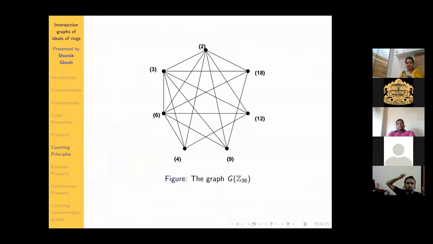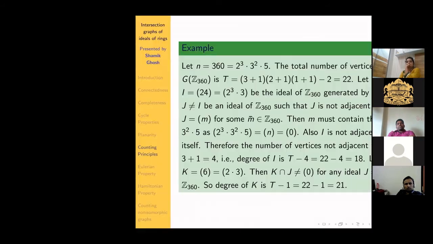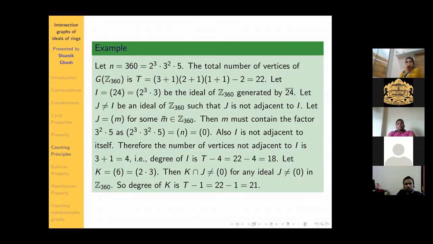Its degree is 4. And for the vertex 2, you see that its degree is 6. All other 6 vertices are adjacent to it, so its degree is 6. So this is the calculation of the degrees. And here is another example for a comparatively bigger graph, the number 360.